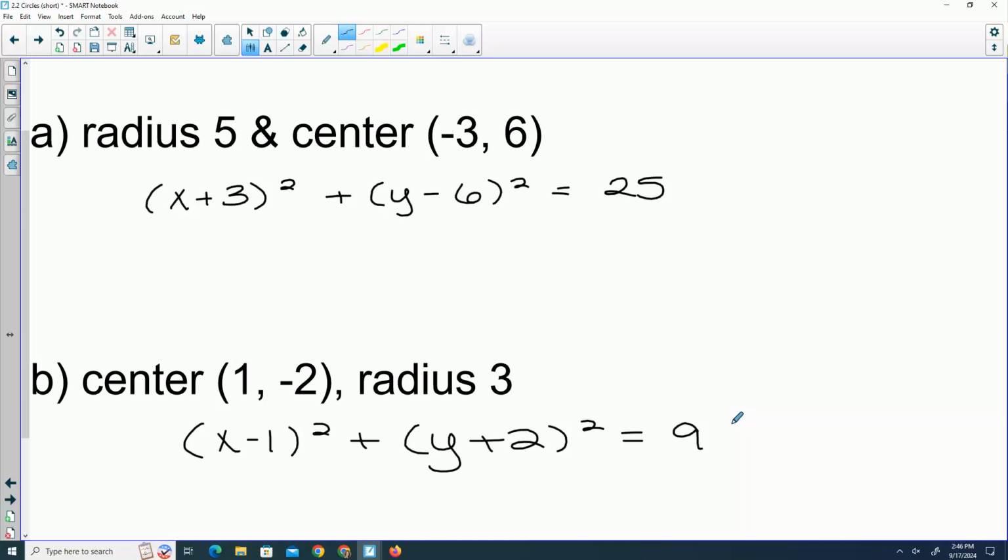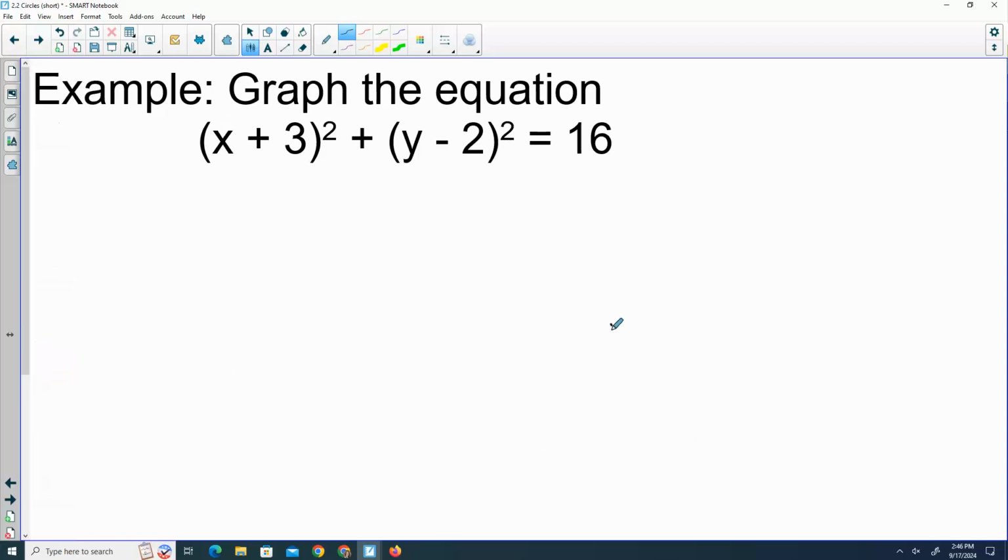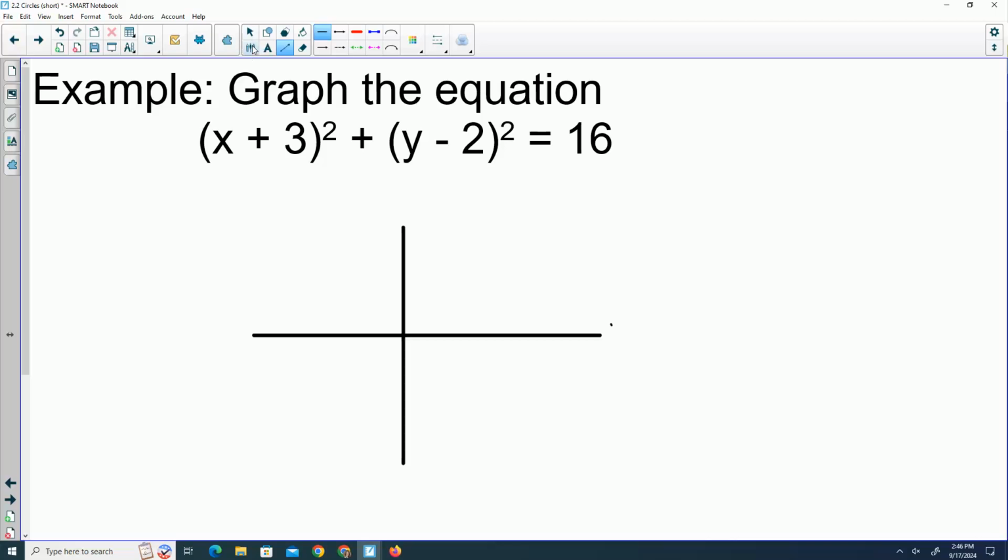So let's practice just drawing a rough sketch of one of these. If I were to do it by hand, so if I have (x plus 3) squared plus (y minus 2) squared equals 16. If I'm going to graph this, I need to know the center and the radius. What is our center? (-3, 2), because remember the formula has a minus. So when you see +3, that was the same as minus -3. What is the radius? 4.